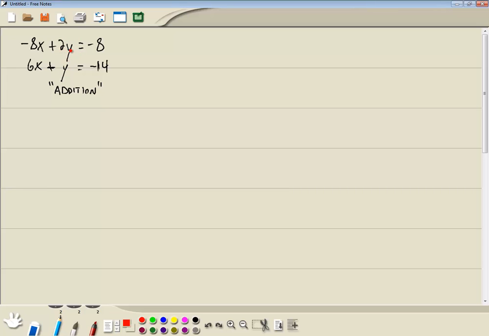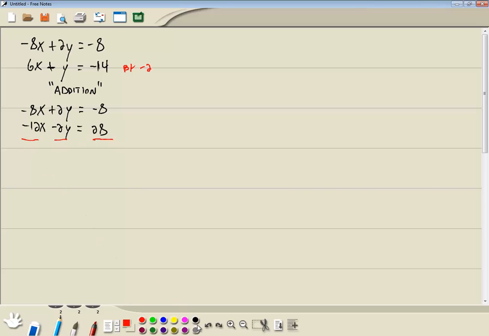Now here's a positive 2y. If this was a negative 2y, then we'd be able to eliminate the y's. So I want to multiply the second equation by negative 2. So I got negative 8x plus 2y is equal to negative 8. Negative 2 times 6x gives us negative 12x. Negative 2 times y is negative 2y. And negative 2 times negative 14 gives us a positive 28.